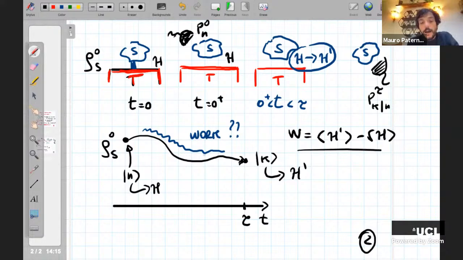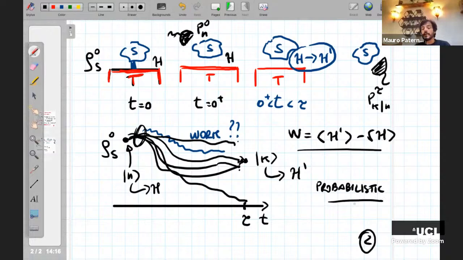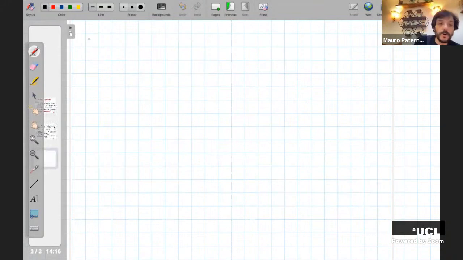If I run it another time and another time, I'm going to start from different points every time and end up at different points every time, simply because the measurements that I perform quantum mechanically only have a probabilistic outcome. The probabilistic nature of quantum mechanics plays a crucial role in determining the chance that I end up in the kth energy eigenstate of the final Hamiltonian, given that I was in the nth energy eigenstate at the beginning of my process. So work becomes a stochastic variable in this context.